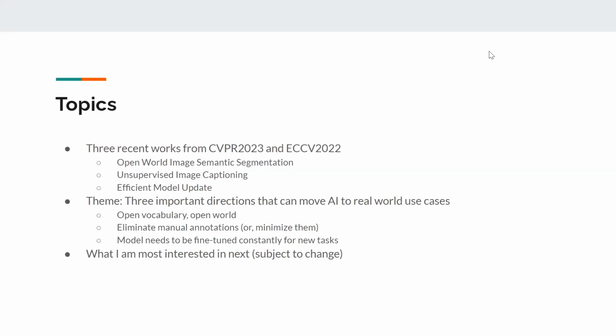So today's topic is I down-selected 3 interesting papers in CVPR this year that just got accepted, and then 2 from last year, ECCV. They're all premier computer vision venues, and so I thought they could be good topics to discuss today. The 3 topics are open world image semantic segmentation.